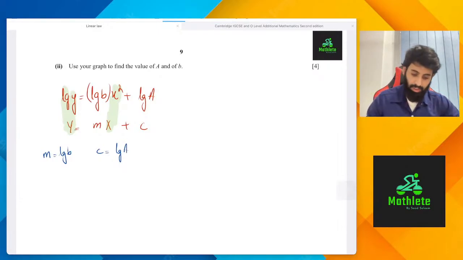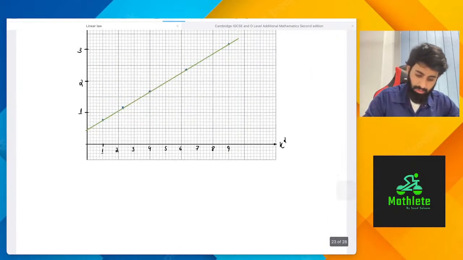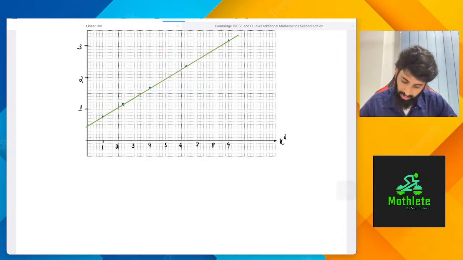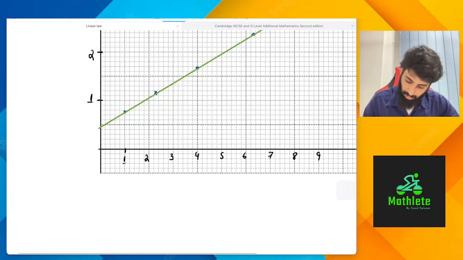Okay? So let's find out the gradient first, or in fact, you know what, we can even start with the y-intercept because that's easier. We get that right away. So our y-intercept is going to be 0.45.